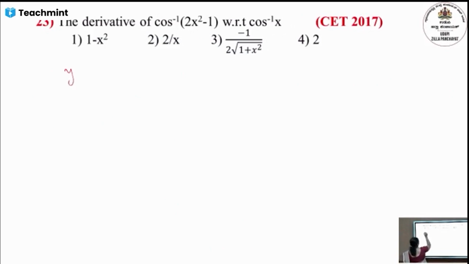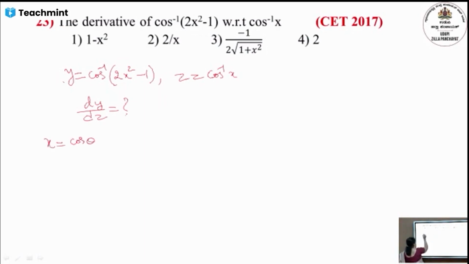Here let us take y is equal to cos inverse of 2x squared minus 1, z is equal to cos inverse x. What is required? Derivative of y with respect to z. Correct? So again we have to go for the formula. Cos inverse trigonometry comes, so substitution. What is the best substitution here? You put x is equal to cos theta.